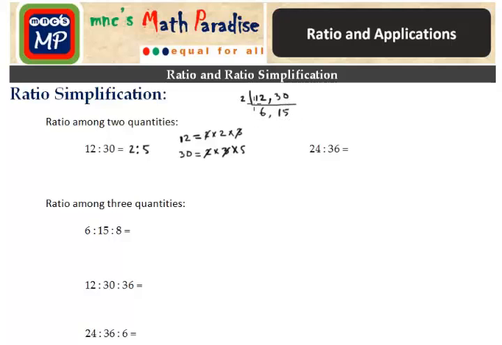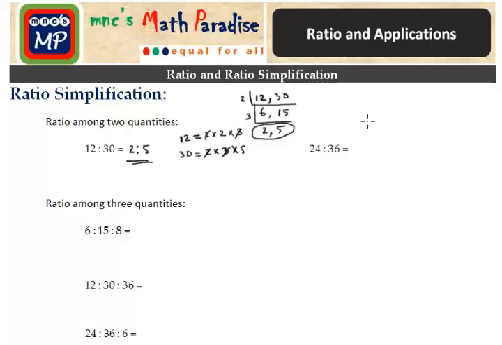Then from both of them, we can take 3 common. So it will be 2 and it will be 5. Because if we divide 6 by 3, we will get 2. If we divide 15 by 3, we will get 5. After that we can't take any common factor other than 1. So these 2 and 5 is the simplified ratio. Let us do this one, 24 and 36.